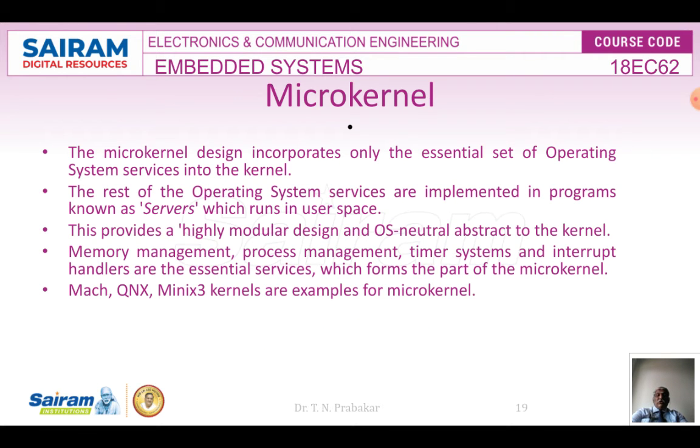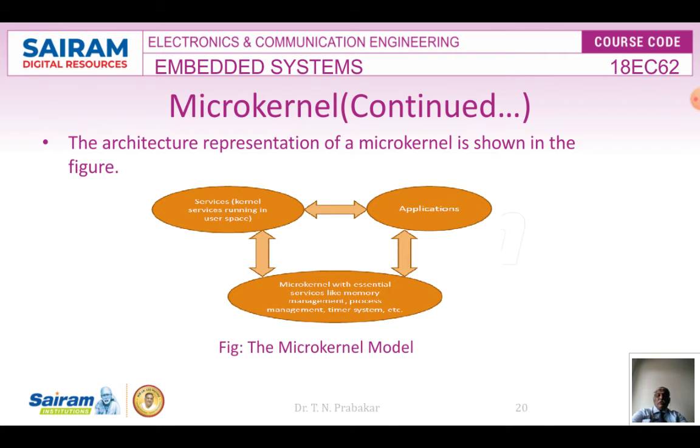The other option is the microkernel. I think if you see the diagram, you can easily understand. Here we divide the kernel into essential services and non-essential services, two variations, right? In the microkernel, the essential services like memory management, process management, and timer will be available in the kernel. And those services which are not very critical will be stored in the user space, not in the kernel space.